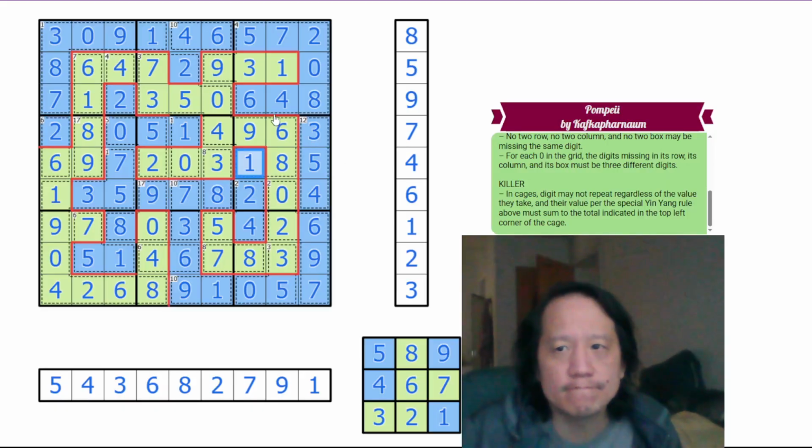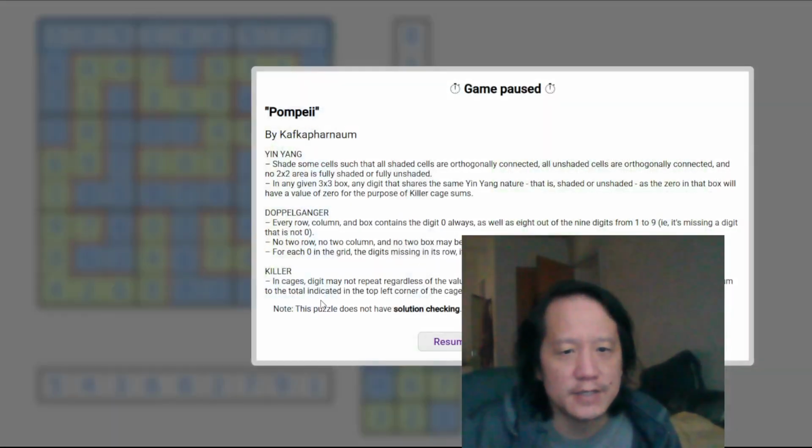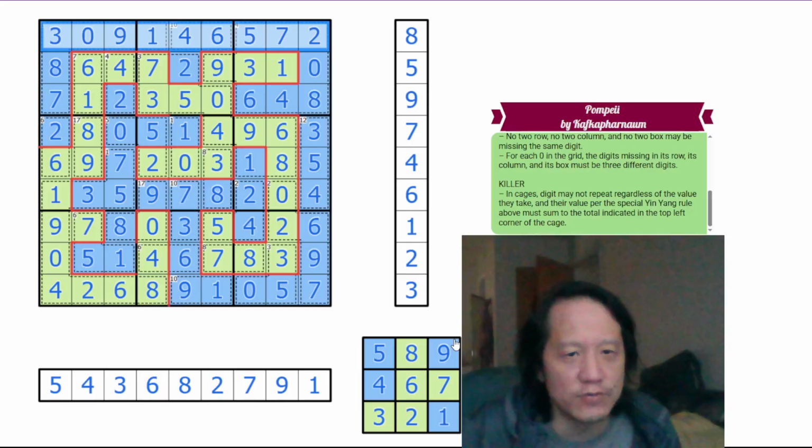It didn't solve, though, which is why it doesn't have any solves in the actual... Like, if you take a look, if you pause... Oh, the puzzle does not have solution checking. Okay. So you can't actually solve it, quote-unquote. But this is the solution here.